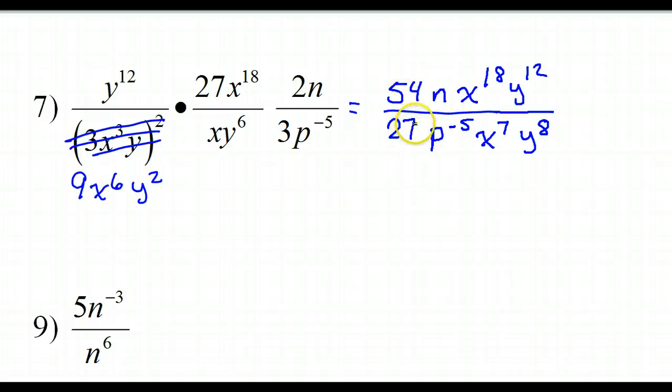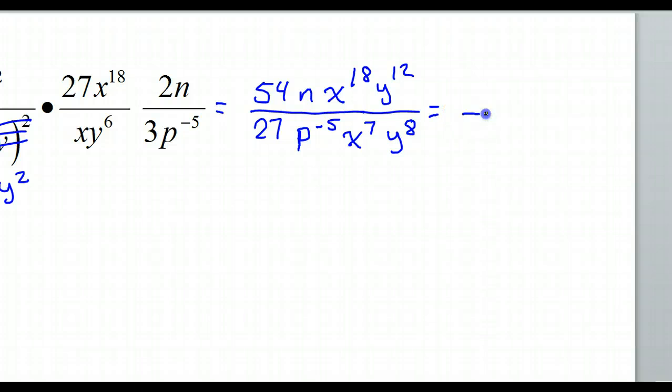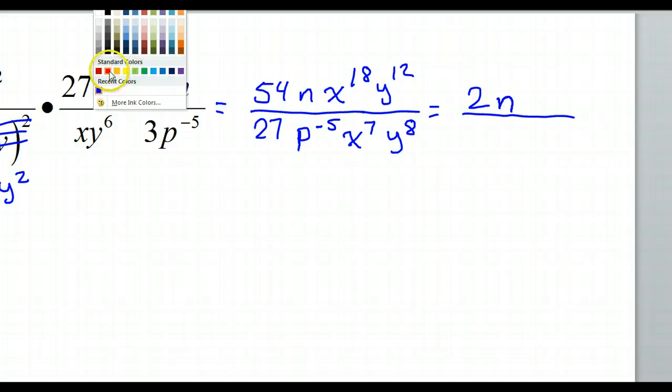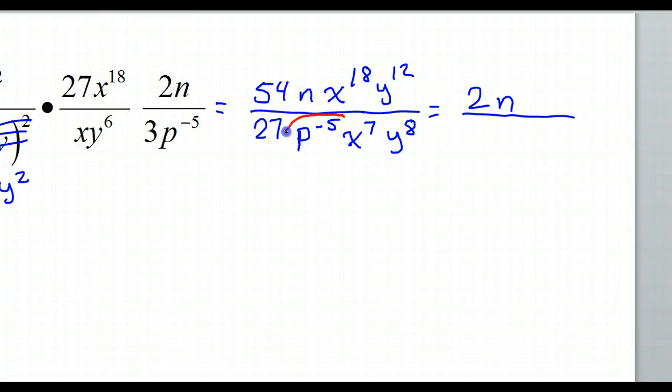So simplifying these, I'm just going to have 2. All right, so that's going to make a 2. The n is just sitting there. That's not going to go anywhere. This p to the negative 5th power. That negative exponent tells me that it is on the wrong side of the line. So I'm definitely going to move it up. So I'm going to have p to the positive 5 power now in the numerator.